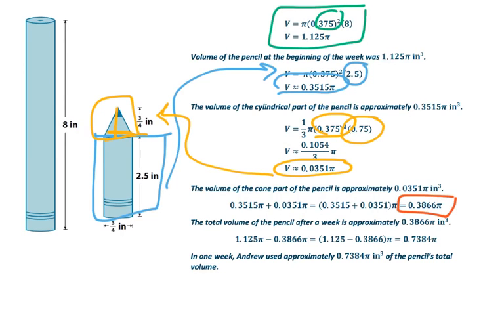The question is how much did he use? So to figure that out, we have to subtract what's left from what there was at the beginning. So at the beginning, the volume of the pencil was 1.125 pi. So we're going to subtract what's left from that, and that will give us a total of 0.738 pi inches cubed as what got used, that little stubby bit of the pencil that's left after the week of use.